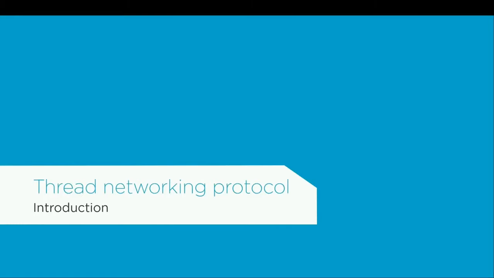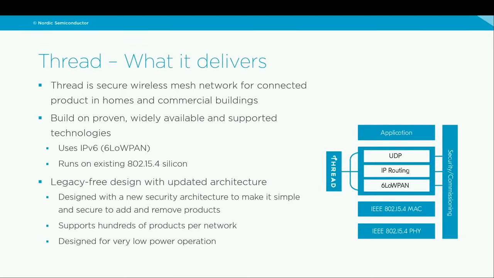So let me now introduce in more detail what the Thread networking protocol is, which is one of the underlying technologies for Matter. Thread is a secure wireless mesh network for connected products in homes and commercial buildings. Thread was built on proven technologies. Thread runs on existing 802.15.4 silicon, which is the same radio, the same physical layer as used for the Zigbee networking protocol. 802.15.4 provides reliable message transmission between individual Thread devices at the link level.